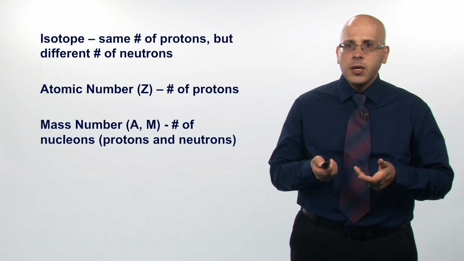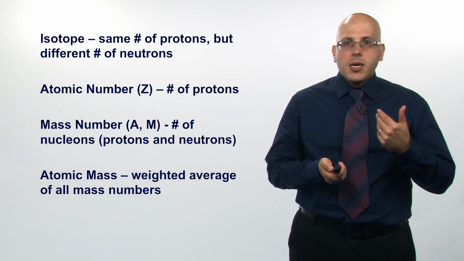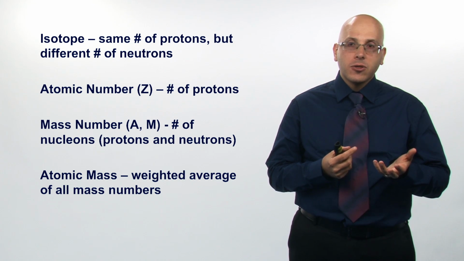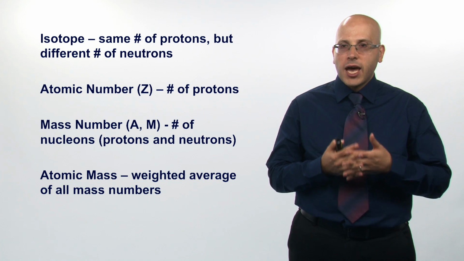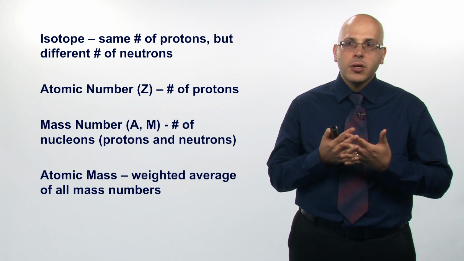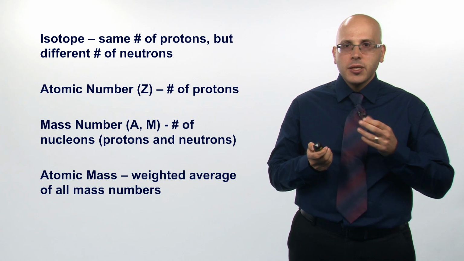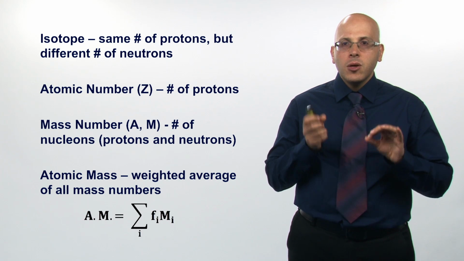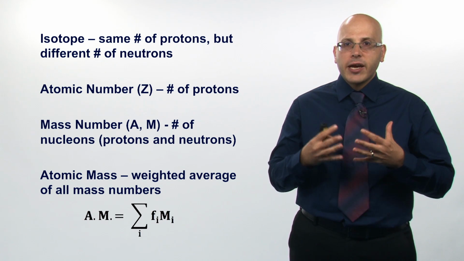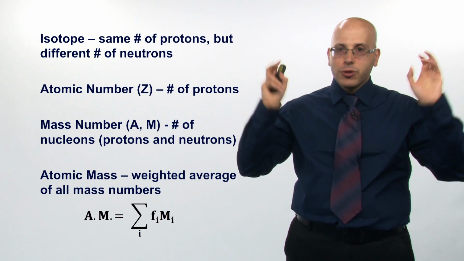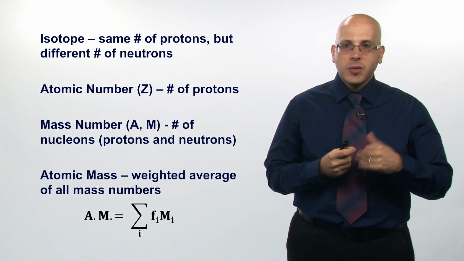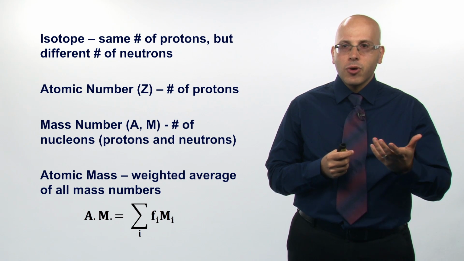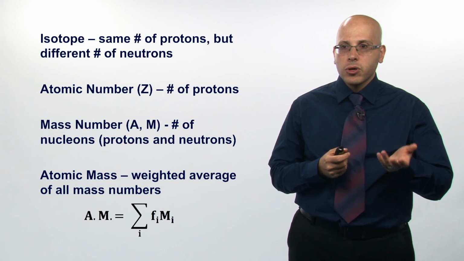And so what we can do is talk about the average of all of these different mass numbers for all the different isotopes in an element. We're going to call this average the atomic mass or atomic weight. And it's actually not a simple average, but a weighted average. What I mean by a weighted average is we're going to incorporate the fractional abundance, meaning how popular these isotopes are. Some of these isotopes are far more abundant than others, and so they're going to contribute a lot more to the atomic mass or the atomic weight.